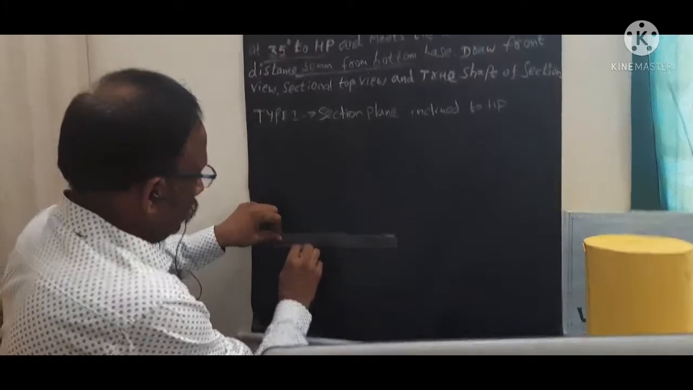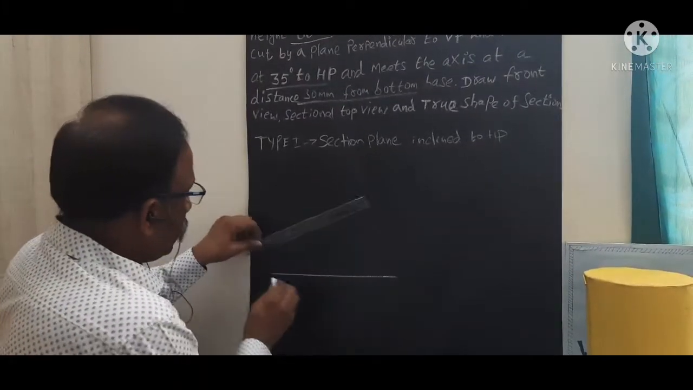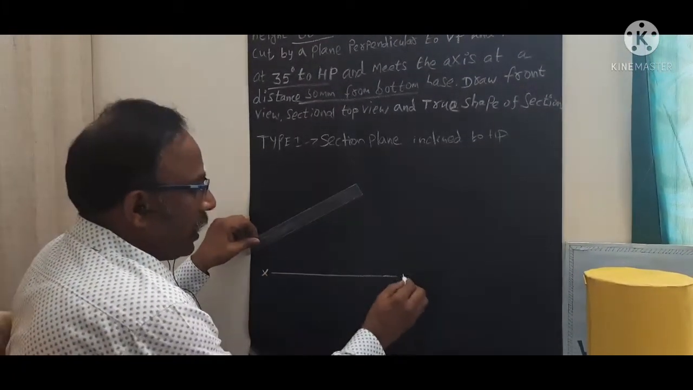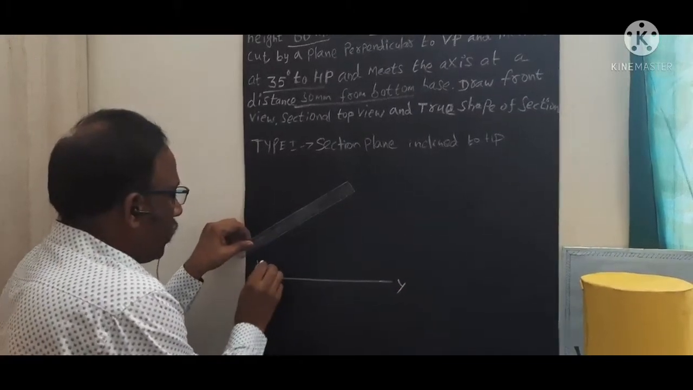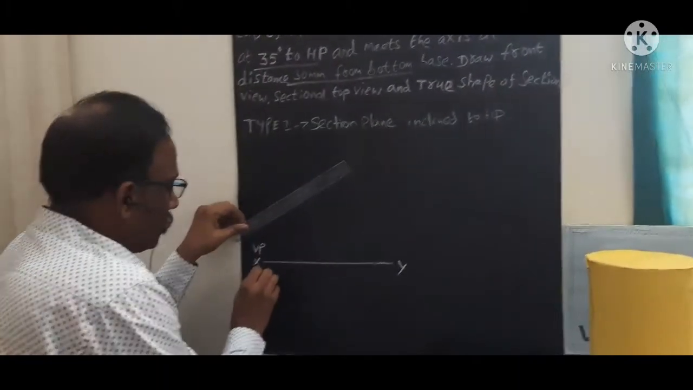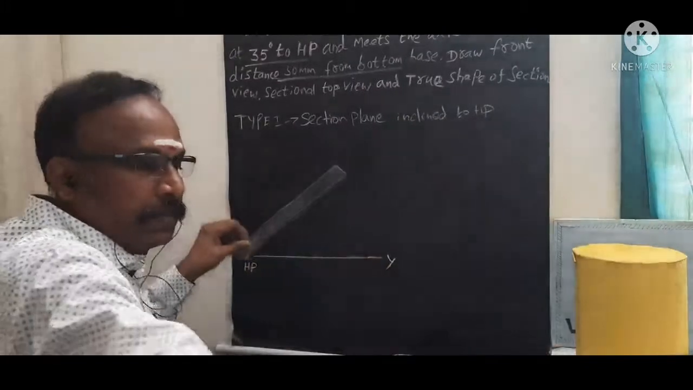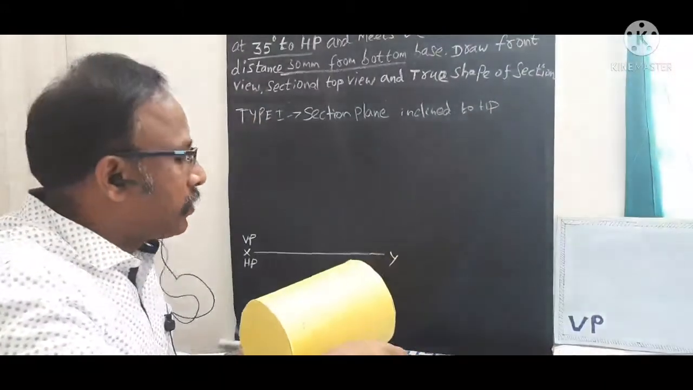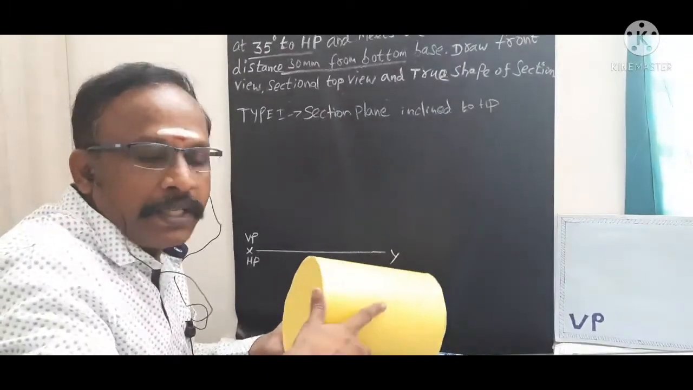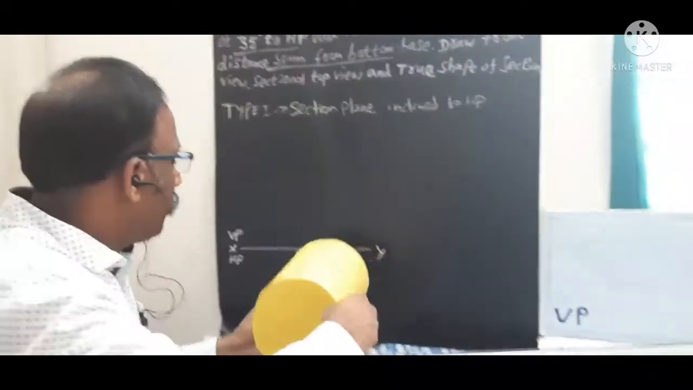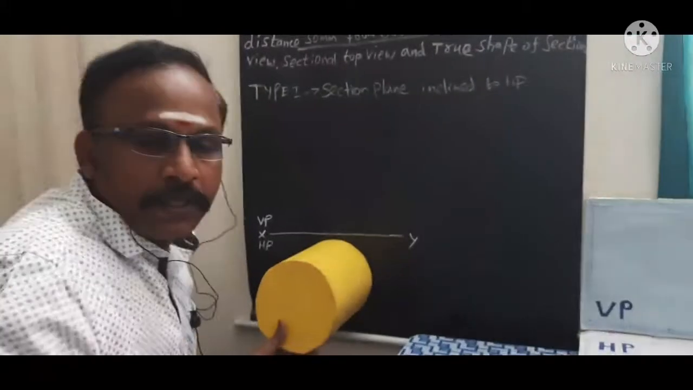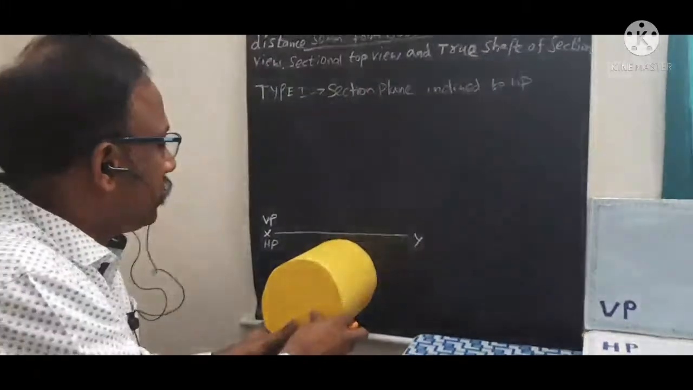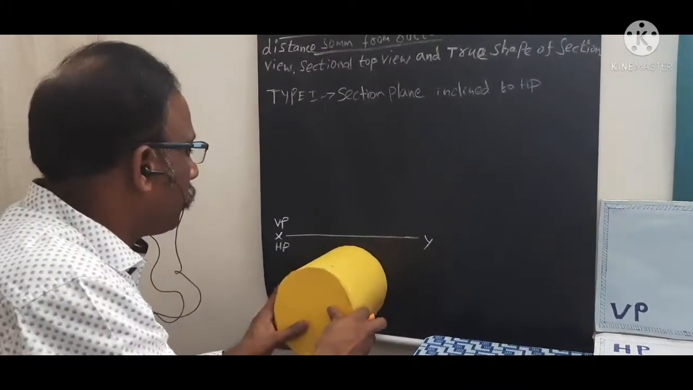You need to draw one XY reference line, and I am going to mark above this XY line as the vertical plane, and below this XY line as HP. Now we want to draw the top view, that is the first step, because we are placing the object on HP. So we want to draw the top view of this cylinder as a circle. This is the top view of this particular cylinder.